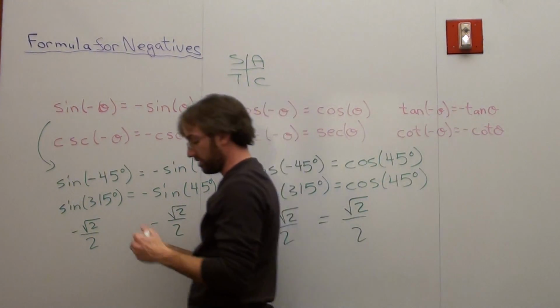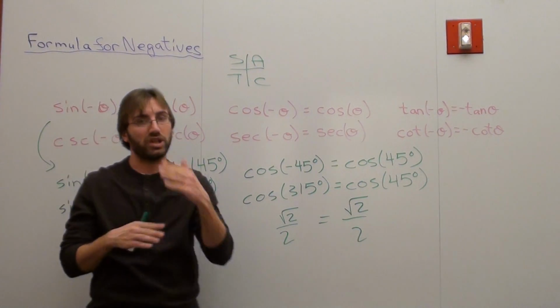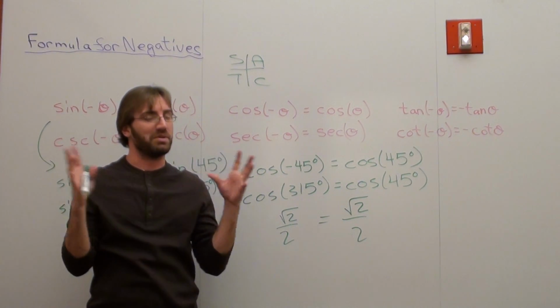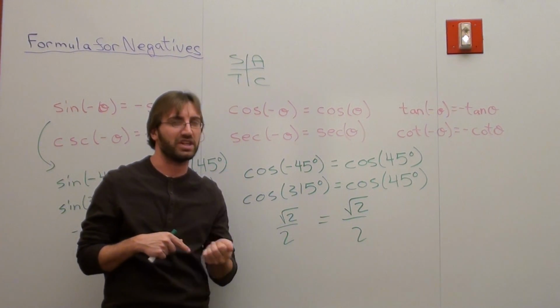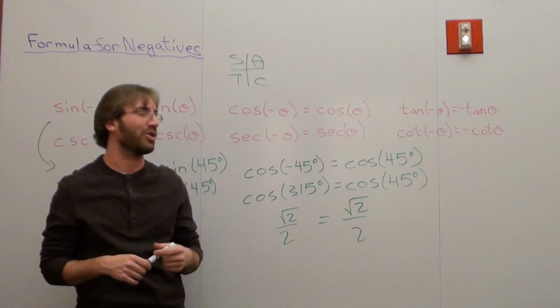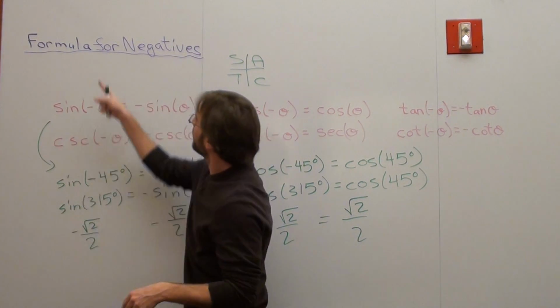Very good complement for the unit circle, very good complement for just figuring out trig values in general. Special angles, 45, 60, 30. Some people have started maybe to think, oh, what about like 15 degrees and whatever? Are there formulas for that? And the answer is yes, there are. They're called half angle formulas. We're not there yet though. But yeah, so this is the formula for negatives.